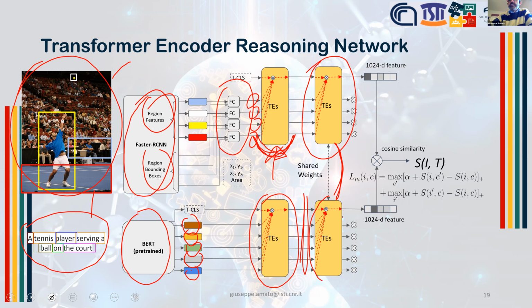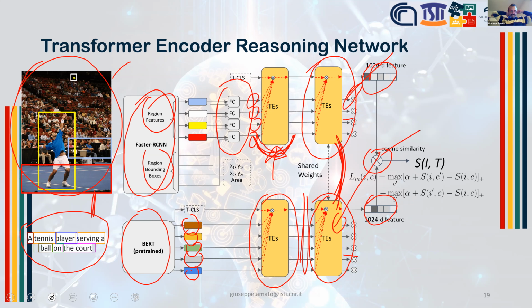At training time, we use a triplet loss technique, which forces the vectors given in output from those two transformer encoders to be similar if the image and the text are semantically similar. While they are dissimilar if the image and the text are not semantically related to one another.